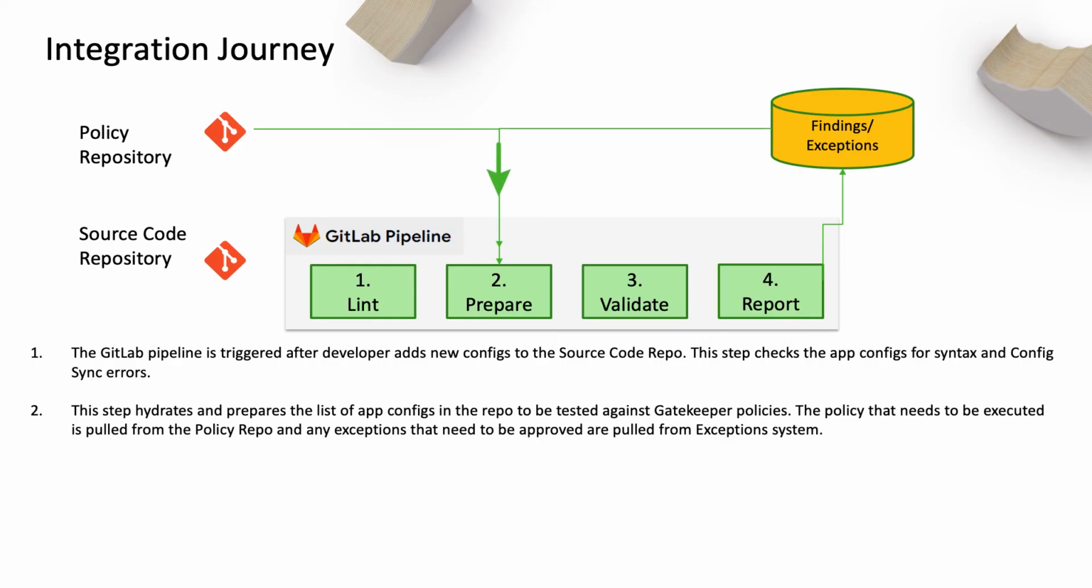The second stage is the prepare stage, and this involves 2 aspects. The first one is to pull the security policies which are defined in the policy repository. We would pull all those security policies into this prepare stage so that they can be used in this pipeline job. The second aspect is what we call exception management.